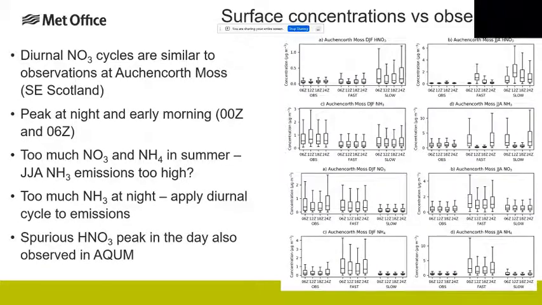Next, looking at the diurnal cycles, we can see that the nitrate cycles are pretty similar to observations at this observation site in southeast Scotland, Auchencorth Moss. Nitrate peaks at night and in the early morning, and then reduces during the day when the atmosphere warms up. There's too much nitrate and ammonium in the summer, and this may link to issues with the ammonia gas emissions in CMIP6, and this has been found by other studies. There might be some diurnal issues with the ammonia and nitric acid gases, but they've been fixed in AQUM, so we might try to apply the same fixes.